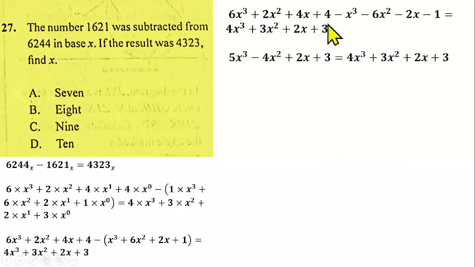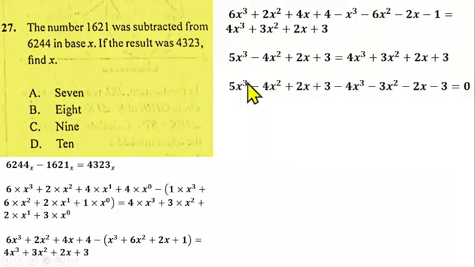6s cubed minus s cubed gives us 5s cubed. 2s squared minus 6s squared gives us minus 4s squared. 4x minus 2x gives us 2x, then 4 minus 1 gives us 3 on the left hand side. Then collect like terms again. We have 5s cubed minus 4s squared.